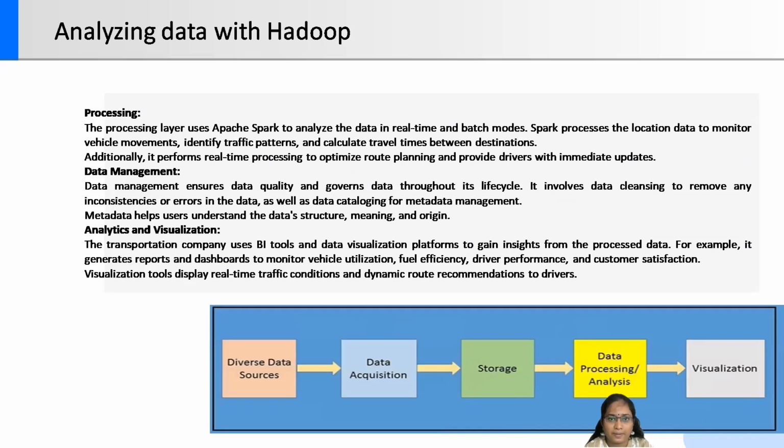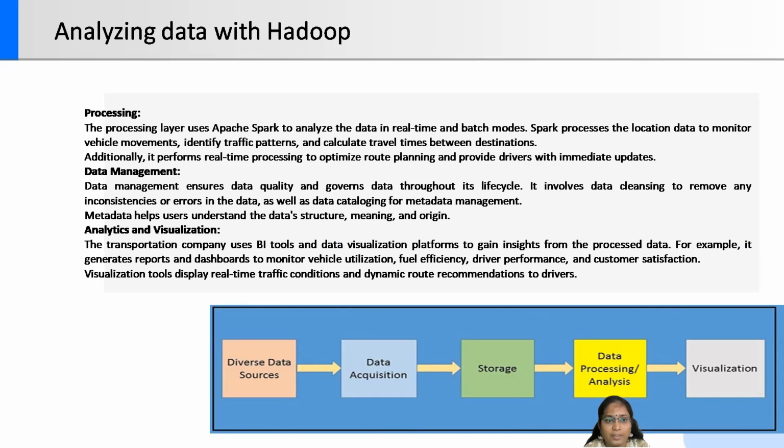The next step is processing. For processing, we have different tools in the system, like MapReduce. We are going to use Apache Spark to analyze the data in real-time and batch mode. This processes location data to monitor vehicle movements, traffic patterns, and the travel time between destinations. It additionally performs real-time processing to optimize route planning and provide drivers with immediate updates.